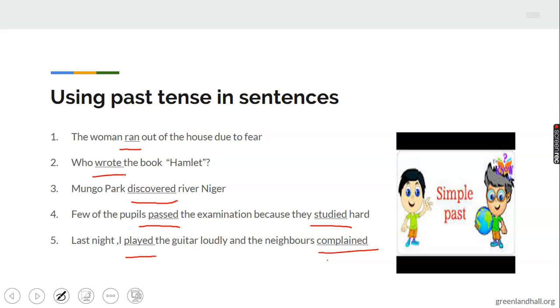Good. Now, few of the pupils passed, and then we have studied. Both of them, are they regular or irregular? Okay, it's very simple. You can see the ed at the end of the word. Now it's a regular verb. Both of them are regular verbs. And the last sentence says played and complained. Are they regular or irregular? Good. They are regular verbs because they have ed at the end of the words.